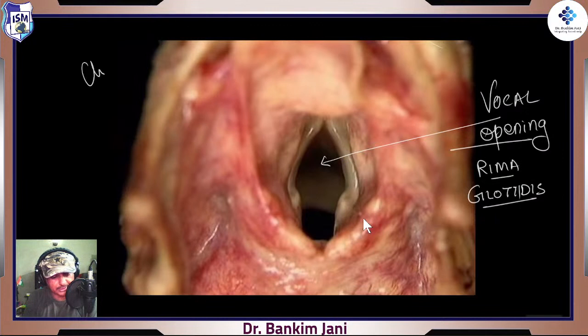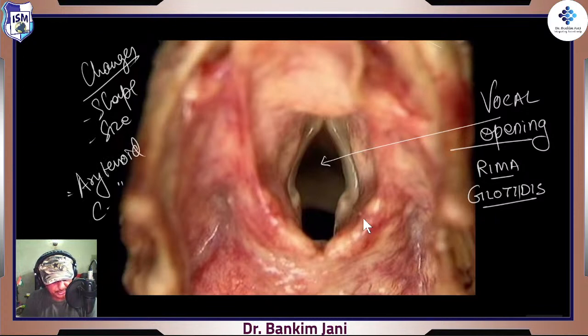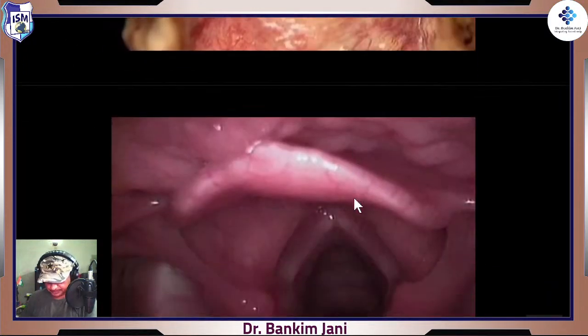This opening changes in its shape, right? It changes in its size, right? All depends upon the arytenoid cartilage. The cricoid will be supporting as a base, but the real shape changers are the arytenoids, right? So those arytenoid cartilages will be playing extremely important, major roles in the change of the shape.